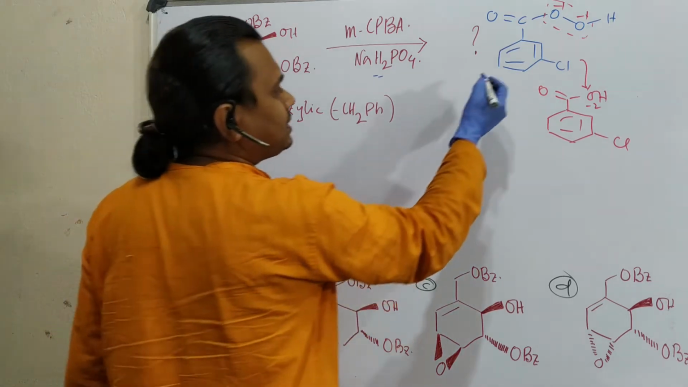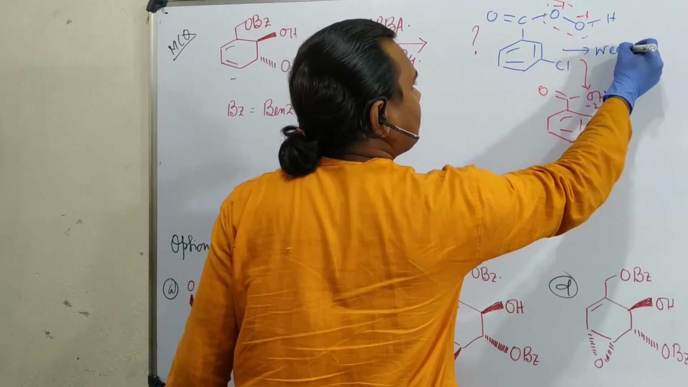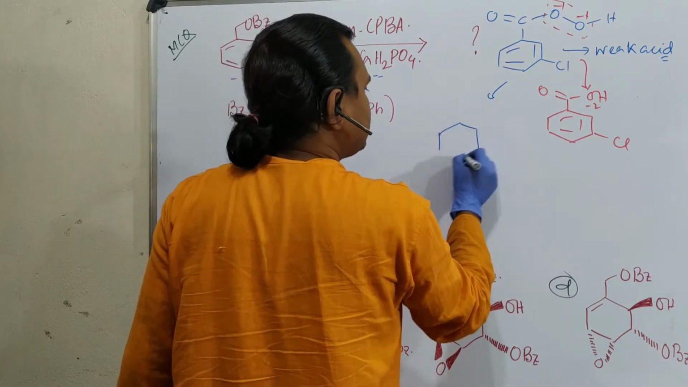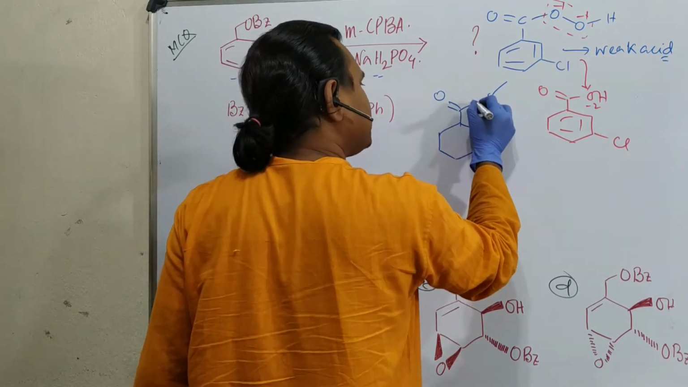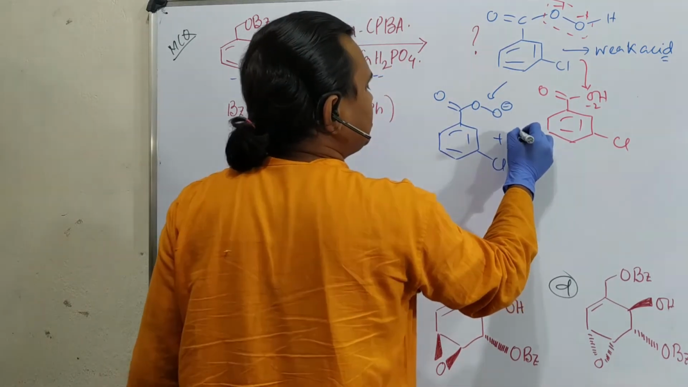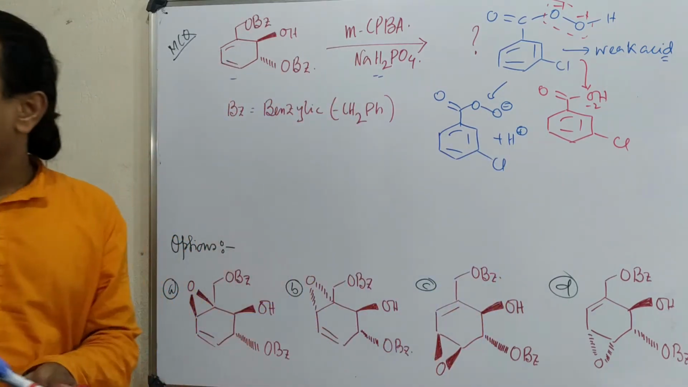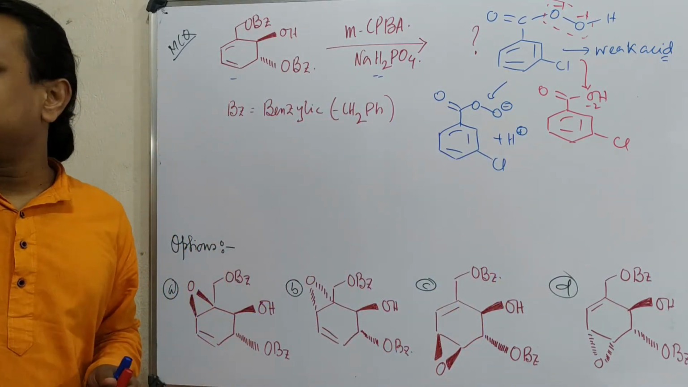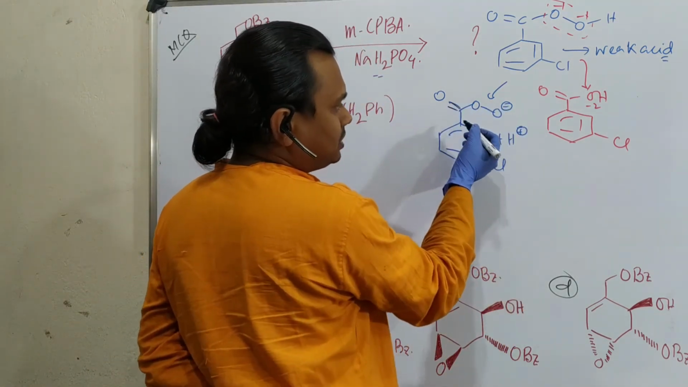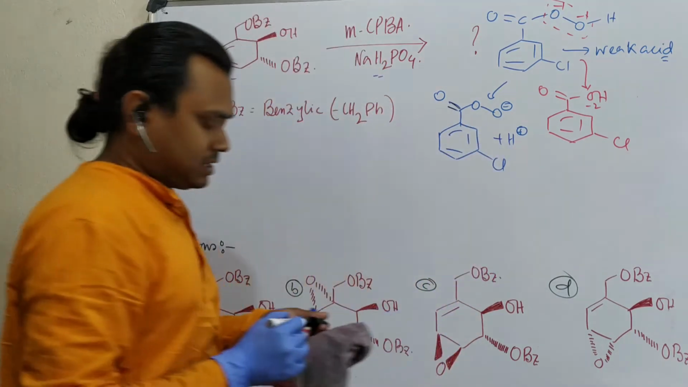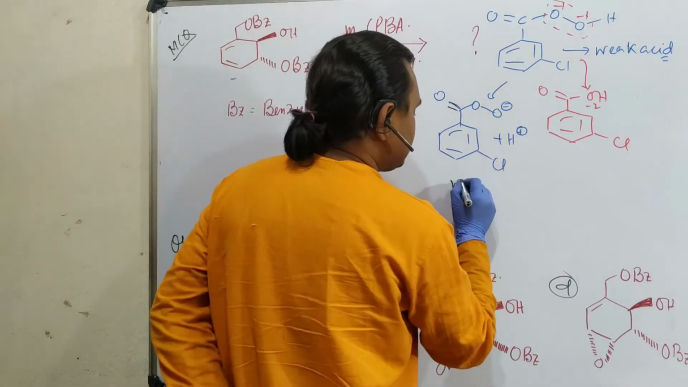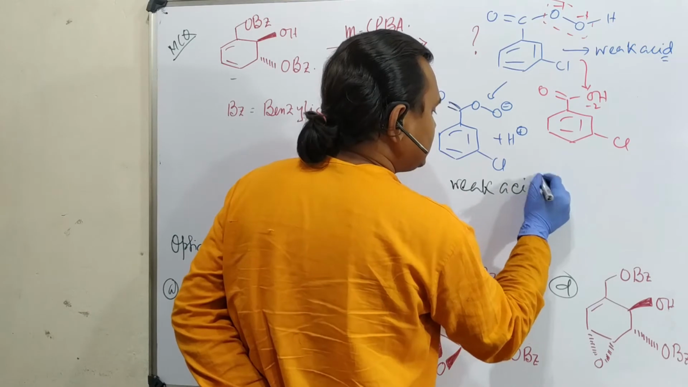Point number 1. Second, this is actually a very weak acid. Why do I say very weak acid? Just look at the structure of the conjugate base, because this is the common tradition to explain the acidity of a molecule. If you look at the conjugate base structure, you can observe that this O- is not in resonance with this carbonyl. That's why this is pretty weak. So this reagent you may consider a weak acid.